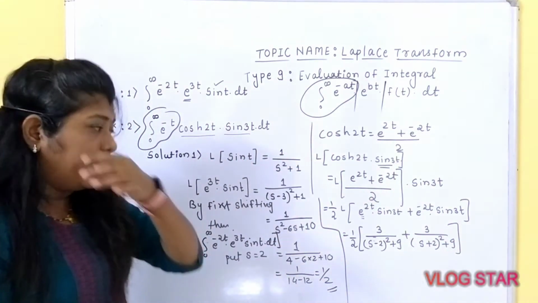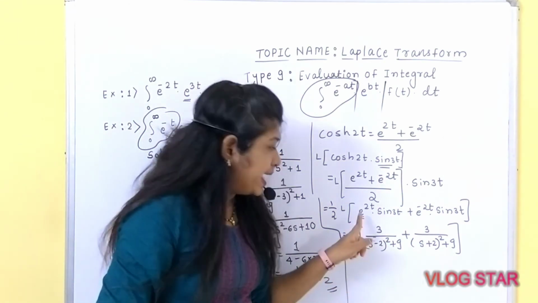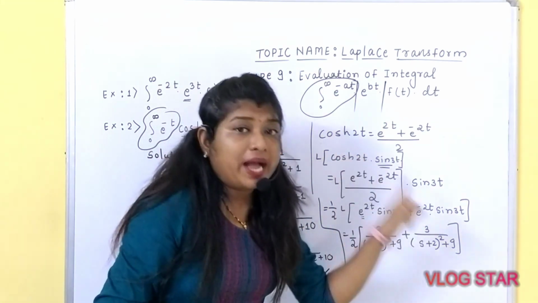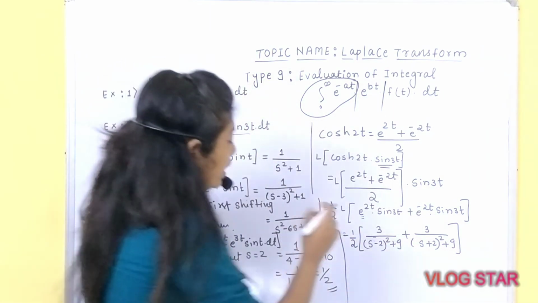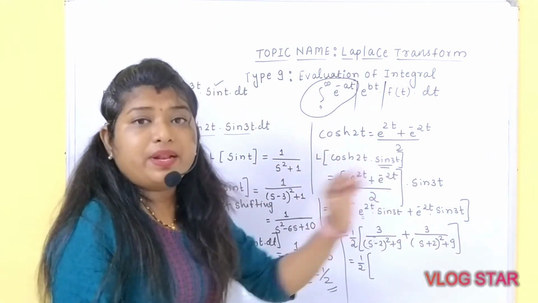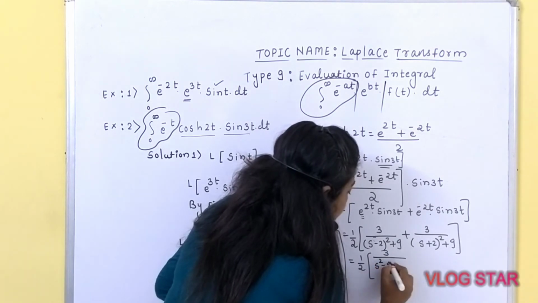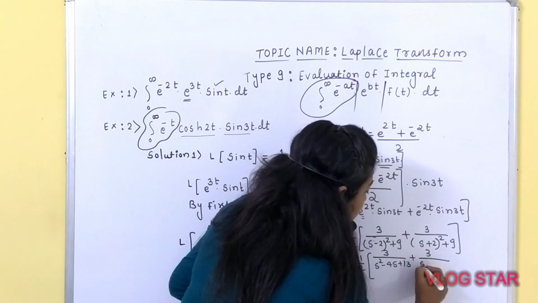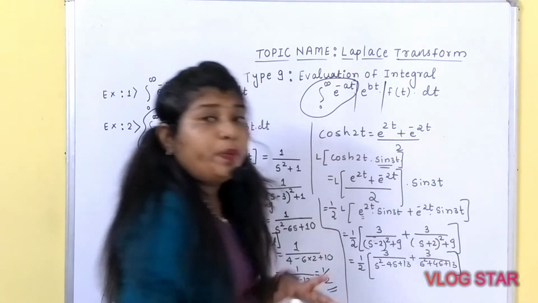By the first shifting theorem, you need to substitute. You have to replace s by s minus 2 as it is e raised to 2t. Here it is e raised to minus 2t, so you need to replace s by s plus 2. If you open the bracket, applying a minus b whole square or a plus b whole square, you will get 3 upon s square minus 4s plus 13 plus 3 upon s square plus 4s plus 13. What would be the next step?